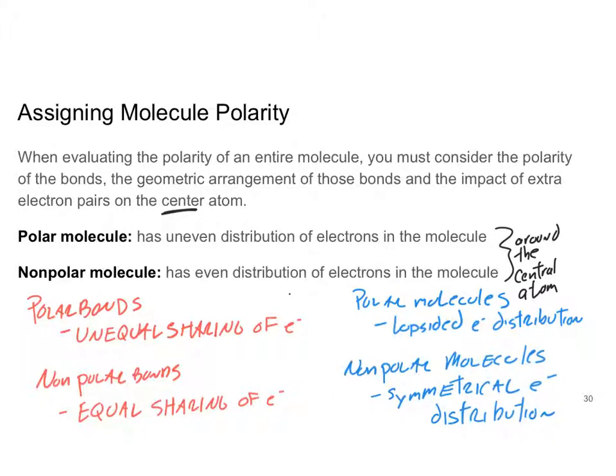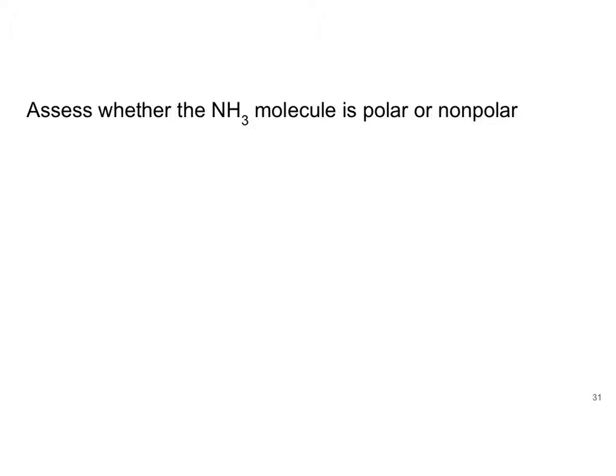Now I want to take a second to discuss what I mean by symmetrical or lopsided, because in biology you were told that if you cut something down the middle and it's mirror images on both sides, that would be considered symmetrical, and that's the truth, but it's not always the truth when we're talking about molecular polarity. We are talking about how the electrons are being distributed or represented around the central atom. So it can be symmetrical, but it might not be mirror images of each other. So let's work through a couple of examples.